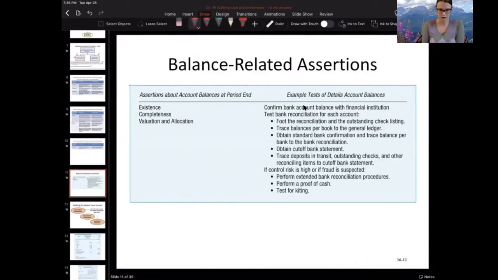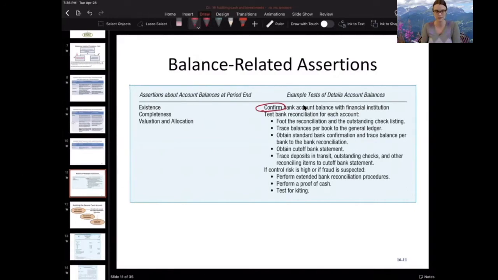And of course, confirmation is our big test here. And we are going to do that confirmation in conjunction with our cash account reconciliations. So we'll see this in a minute. But yes, we'll confirm each cash account balance directly with the bank itself.